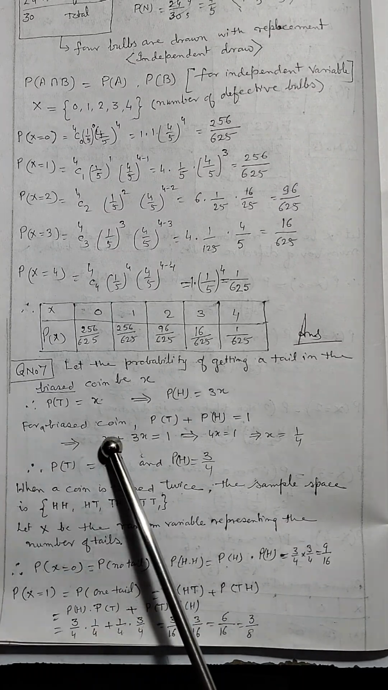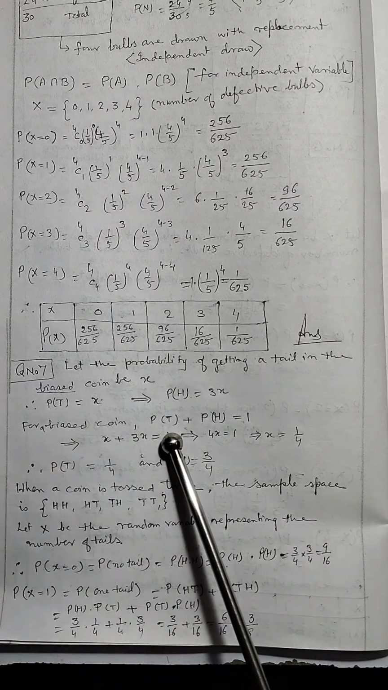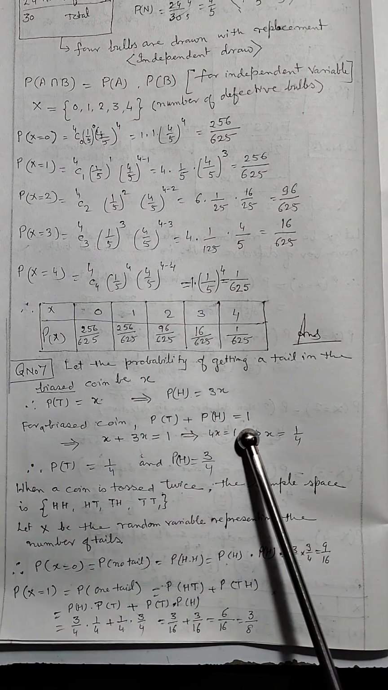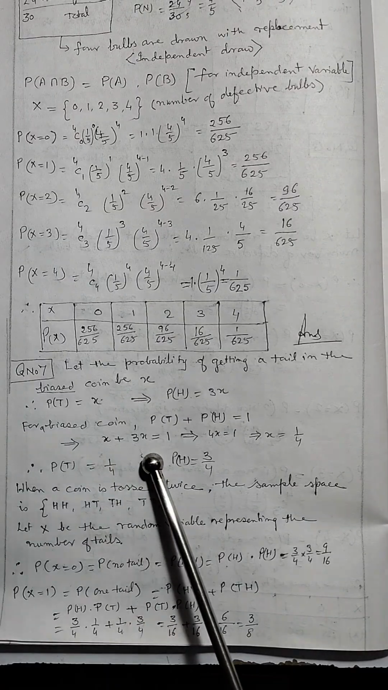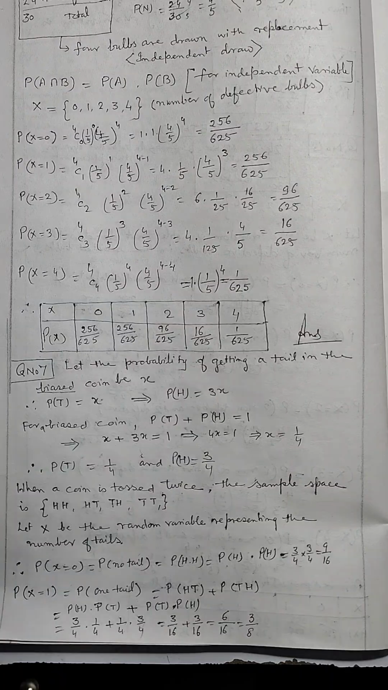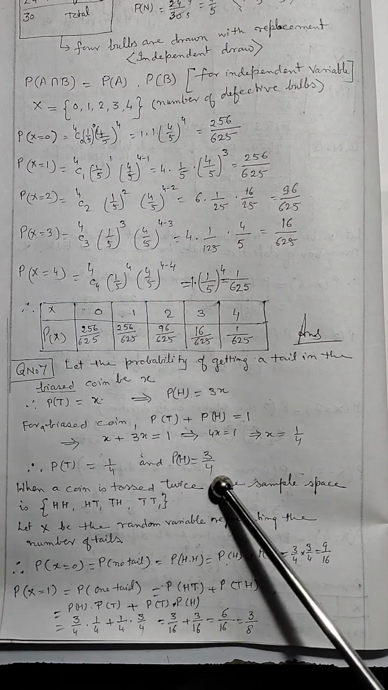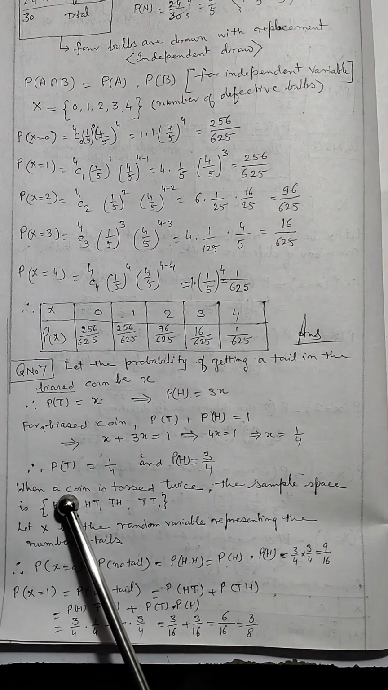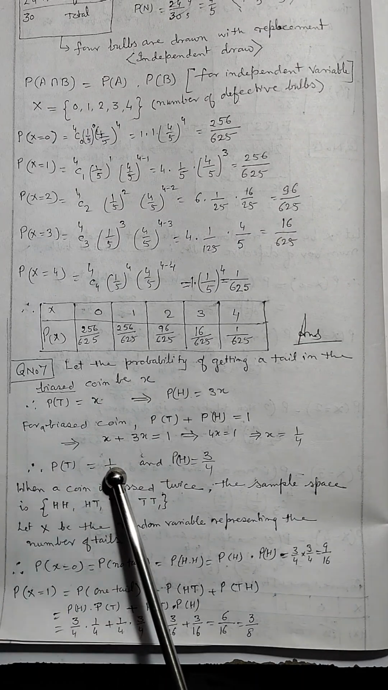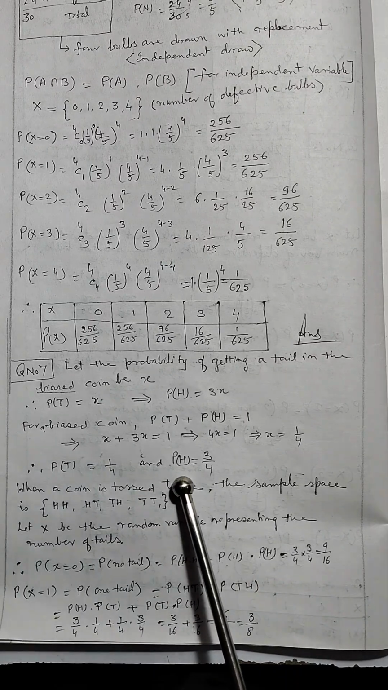Now for a biased coin, the probability of tail plus probability of head should be equal to 1. So x plus 3x is equal to 1. That is 4x is equal to 1 and x is equal to 1 by 4. So probability of tail will be equal to 1 by 4 and probability of head will be equal to 3 by 4.